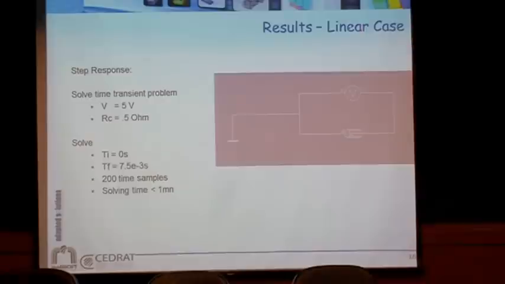Okay, now we're going to do the step response. So I'm putting a voltage source in series with my coil. I'm putting a voltage here of 5 volts. The resistance of the coil here is 0.5 ohm. This is just the value for the 60 turns of copper with the dimension of the wire I took. So I'm going to solve between 0 and 7.5 10 to the minus 3. I'm going to ask for 200 time samples. Remember we have about 6,800 or 6,900 unknowns. It takes less than a minute to do those 200 time steps, so quite fast.